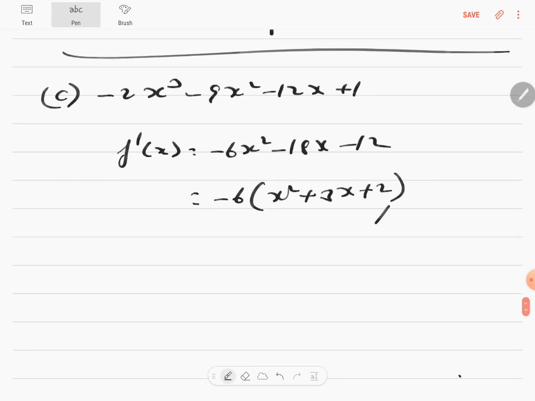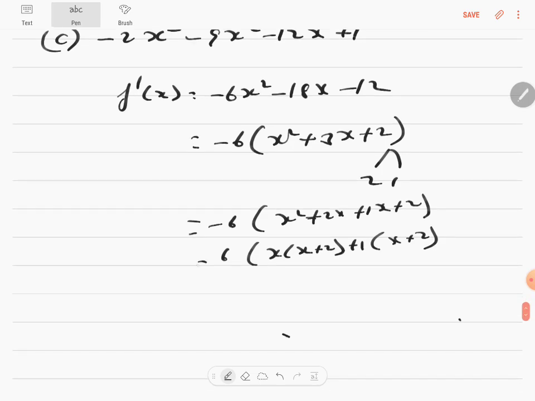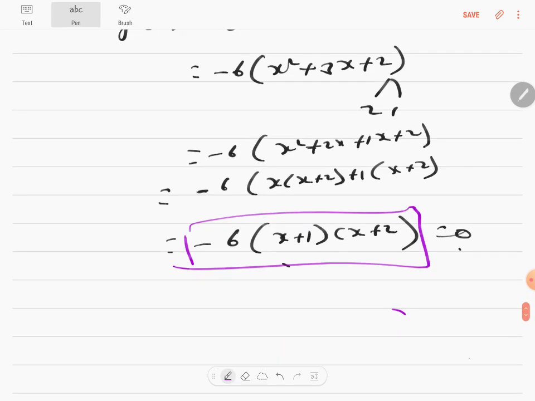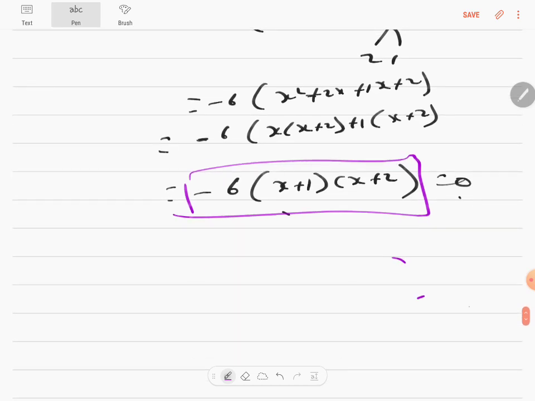Can we factorize this? 2 ones are 2. Minus 6 into x square plus 2x plus 1x plus 2. Minus 6 into x into x plus 2, plus 1 into x plus 2. Something is wrong? Correct, x plus 2. So it's minus 6 into x plus 1 into x plus 2. And you are going to equate this to 0; this is your dy by dx. Not all of this, because the analysis becomes easier when it is in this format. So therefore x is equal to minus 1 and x is equal to minus 2.